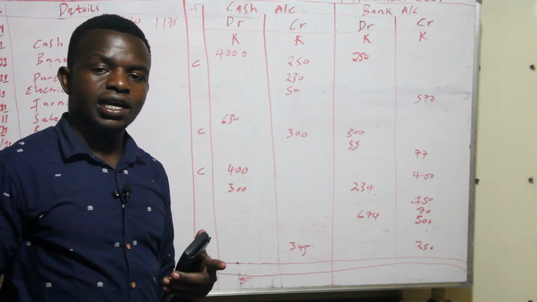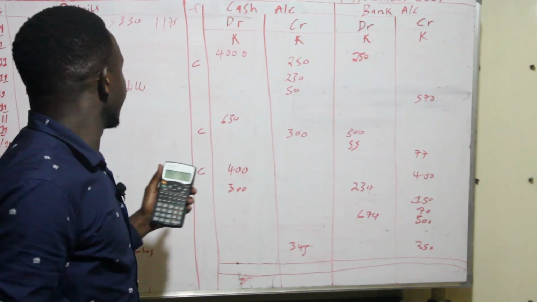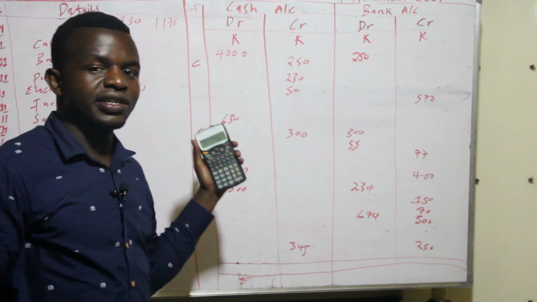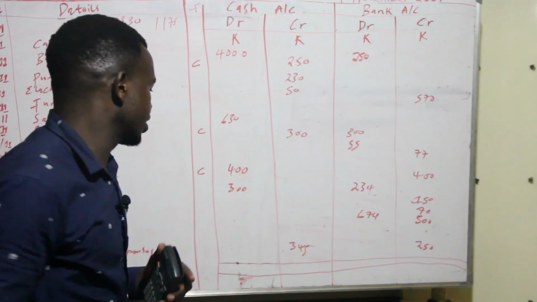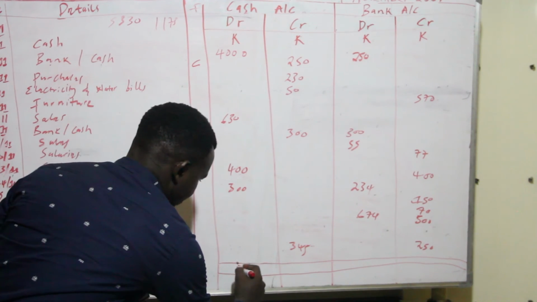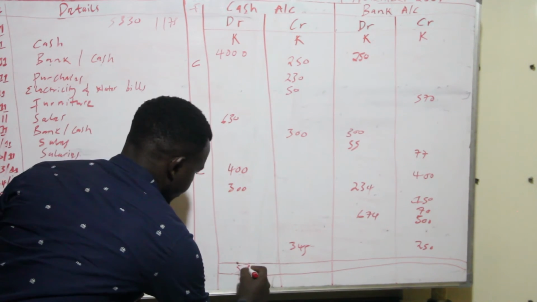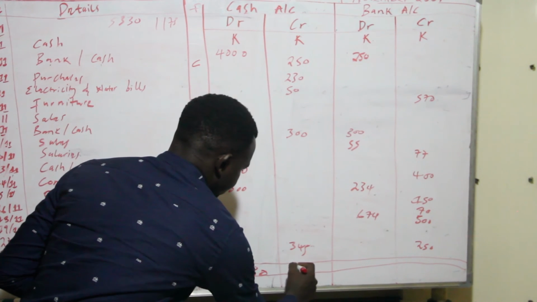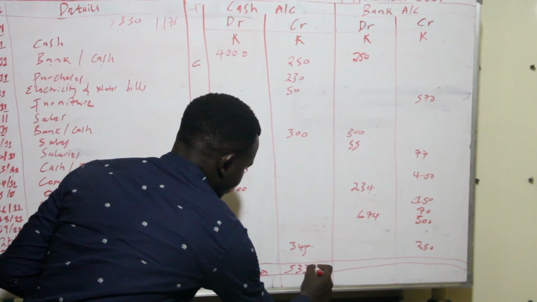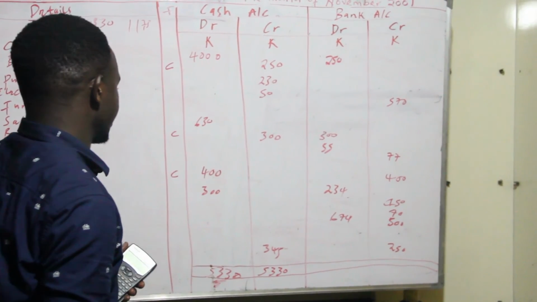After you find the totals for the debit side and credit side, the next thing that you're going to do is to get a large figure. So the large figure that you have is 5,330. So you're going to record that figure on both the debit side and the credit side. So we'll say 5,330 on the debit side and 5,330 on the credit side.